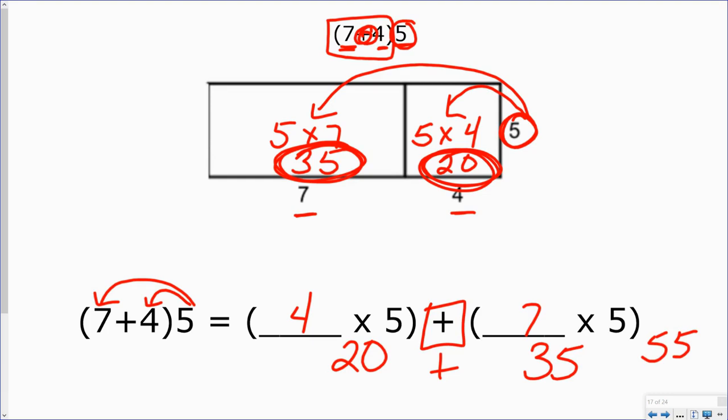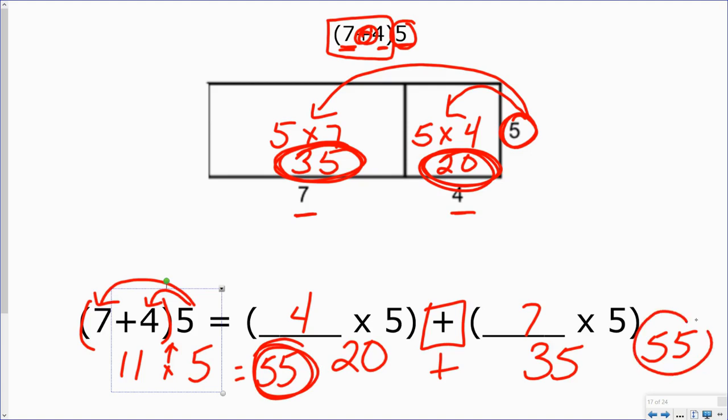And so if I look back here at my expression, inside the parentheses would be 11. And again, no symbol here, so that's multiplication. And so I'm multiplying it times 5. 11 times 5 is 55. So 55 here, 55 here means that I have an equivalent expression.